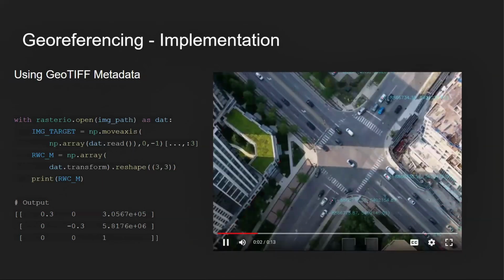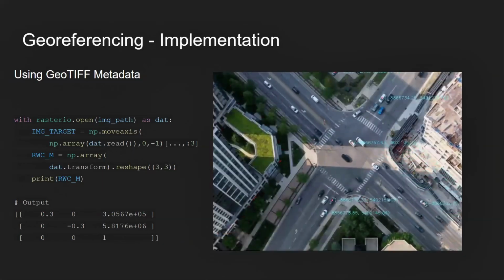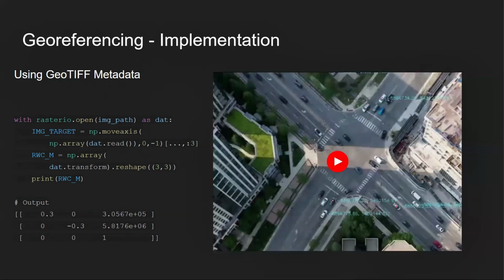To transform the pixel coordinates of the input video to their real-world coordinates, we want to extract the affine transformation from the geographic metadata, which is included as one of our input resources. From this, we can georeference the video and later on transform the pixel coordinates of the bounding box to real-world coordinates.